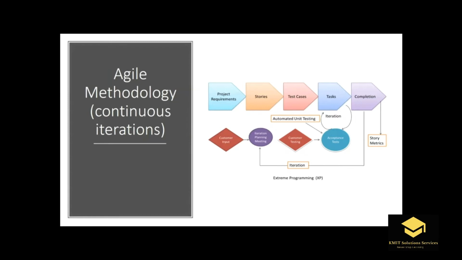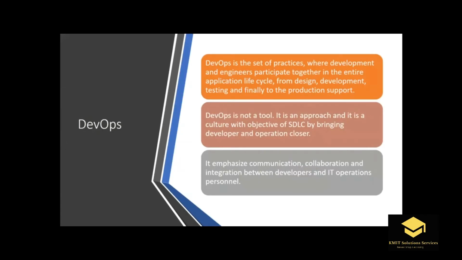And instead of one huge task, the tasks are divided into chunks, and the developer develops the code and shows the output to the customer, and the customer gives the input. On the basis of that input, the coder again makes the code changes. So these are continuous iterations. Once the task is completed, the iteration starts again, where iteration planning meetings are held, and the customer gives input for that iteration planning meeting. Then DevOps starts.